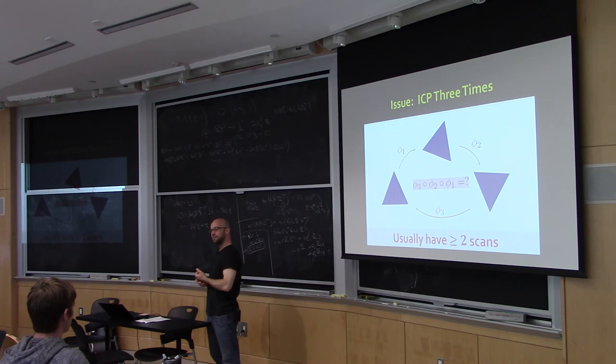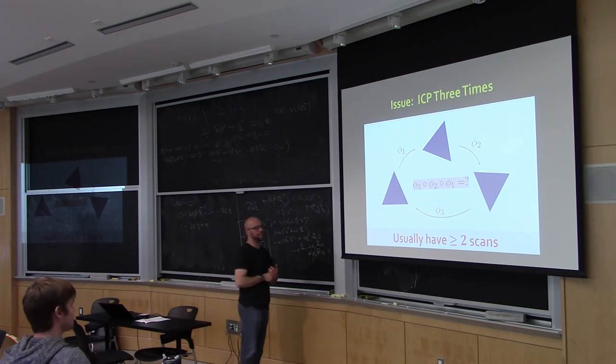In an ideal world, if I compose those three things, what should I get? Identity, right? Because I just went back to the frame of the first guy. Given these plots I was just showing you, where the regime where ICP is successful, somehow for those three things to all work out, that's three different runs of ICP that all have to be successful. How often do you think that works? Not very, yeah. And so this is a very typical issue.